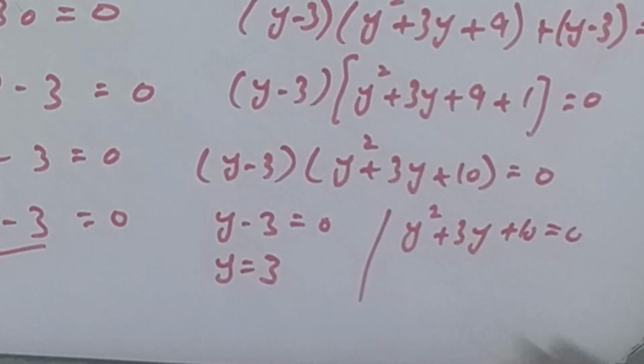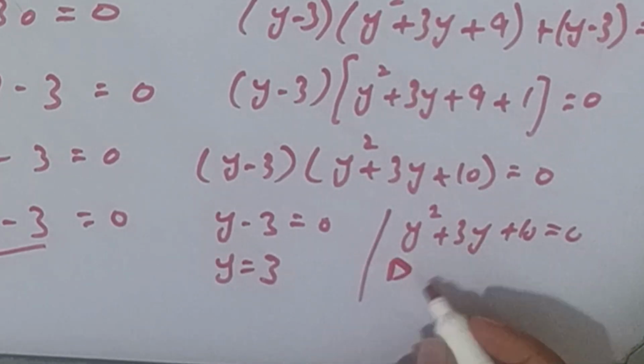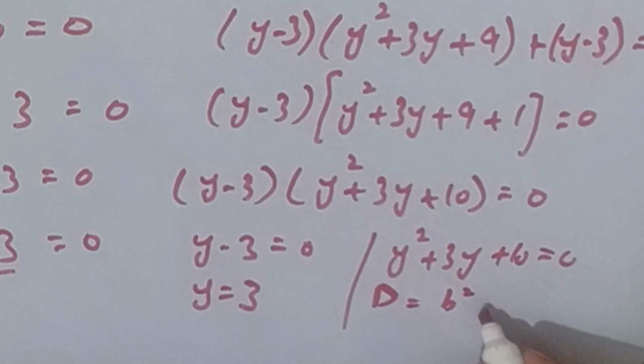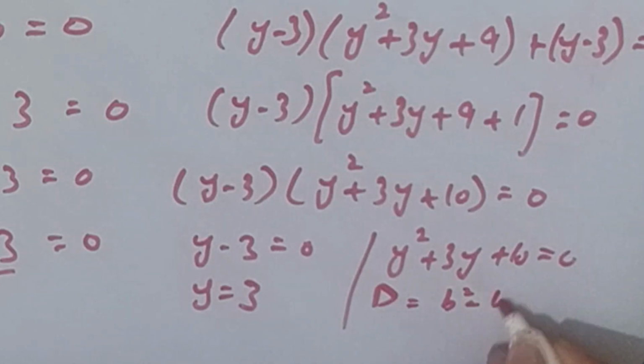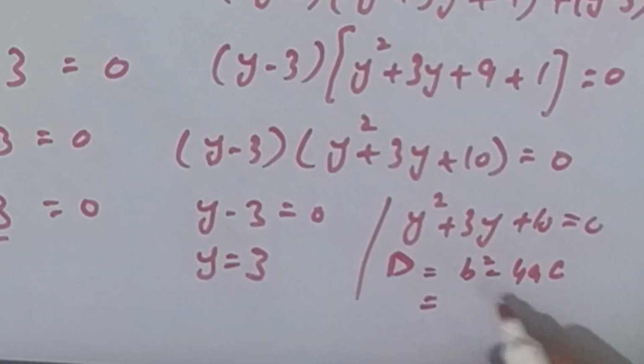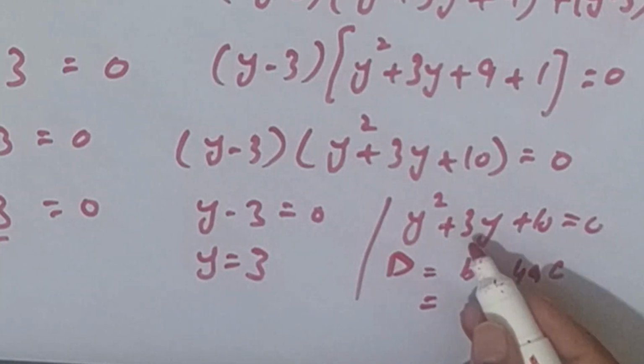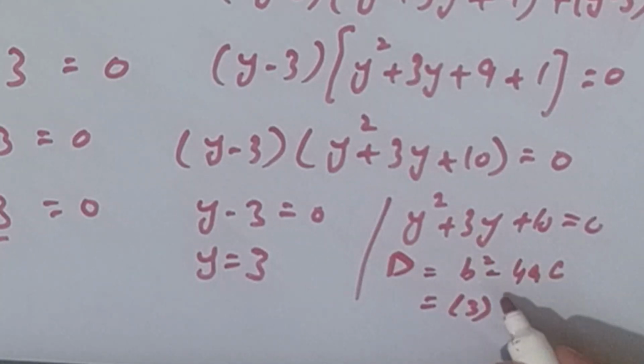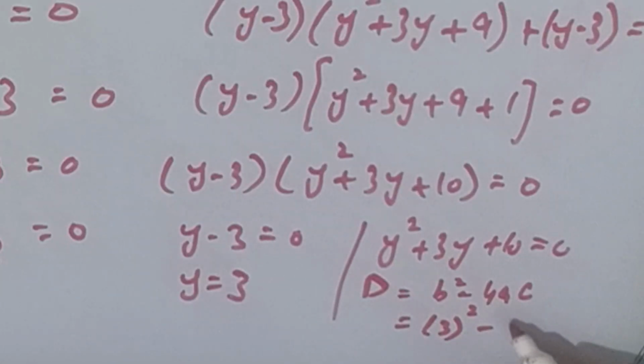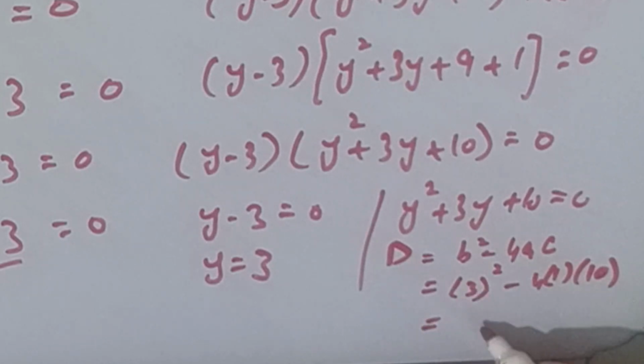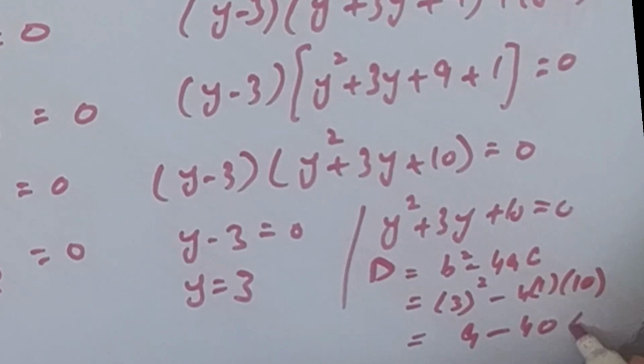So for this we find the discriminant, which is equal to b^2 - 4ac, and b is 3. So here we write 3^2 minus 4, where a is 1 and c is 10. So this is 3^2, 9, minus, multiplying this value, we get 40. 9 - 40 is less than 0. So this part does not provide a real solution. It just provides a complex solution. So that is why this is rejected.